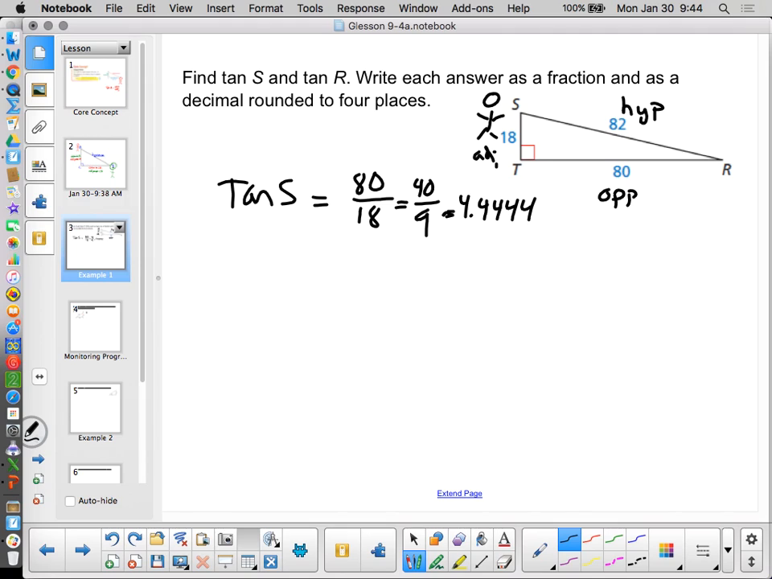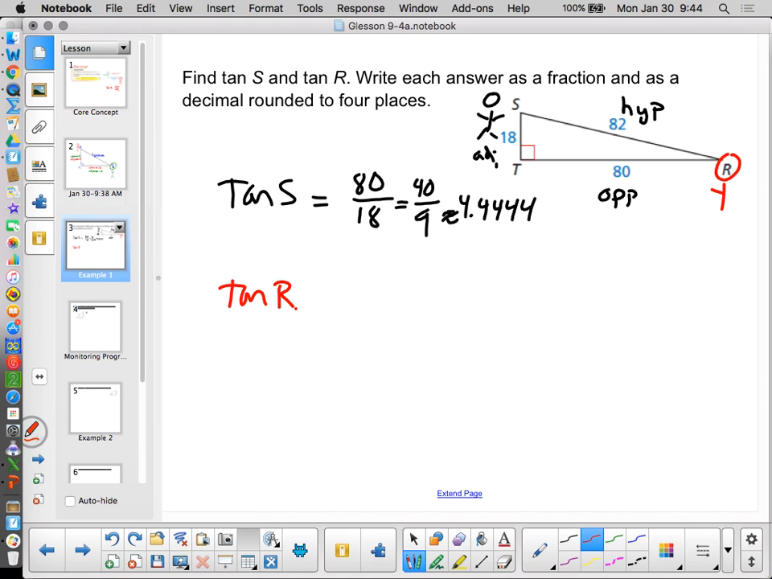Decimal to 4 places. Okay, it's about equal to that. But what if I want my other perspective? What if I want tangent of R? You're saying it's the same triangle. That's true, but it's a different angle. So it's going to be a different thing.